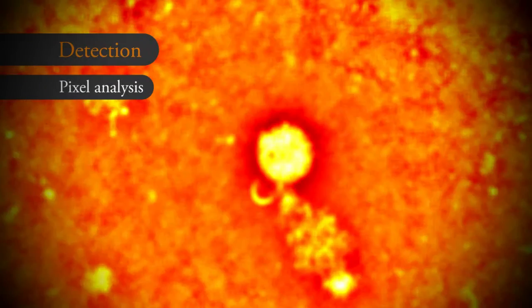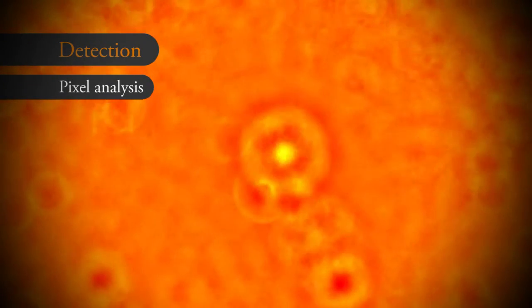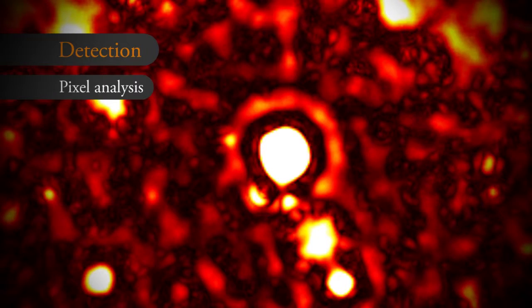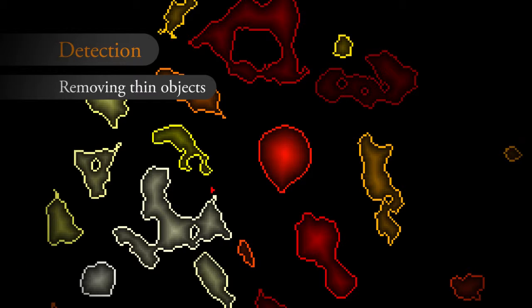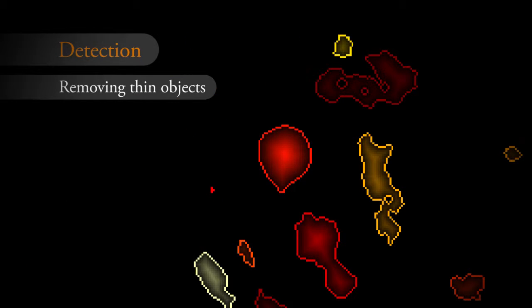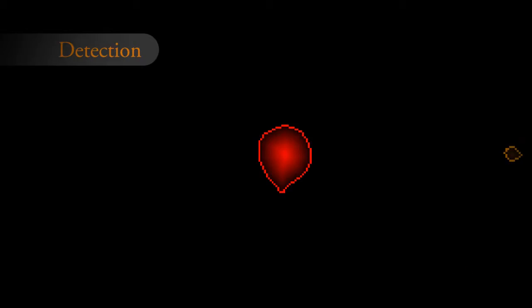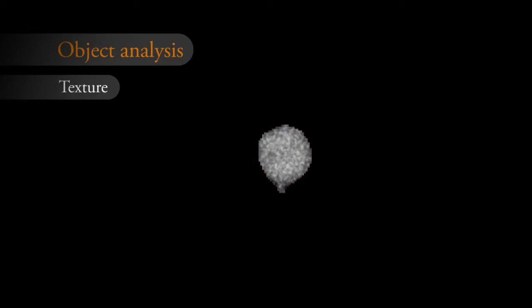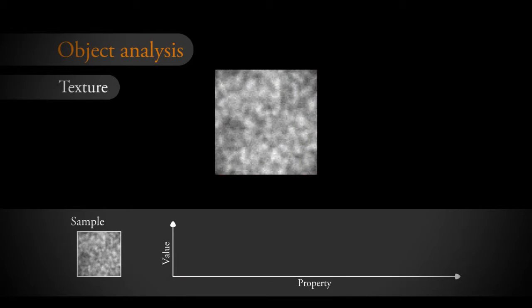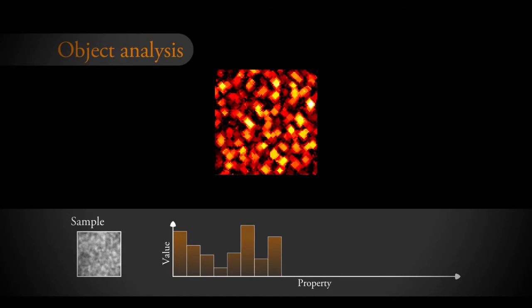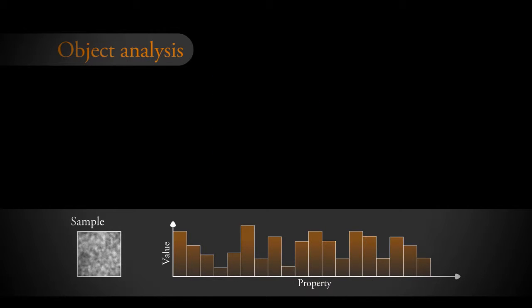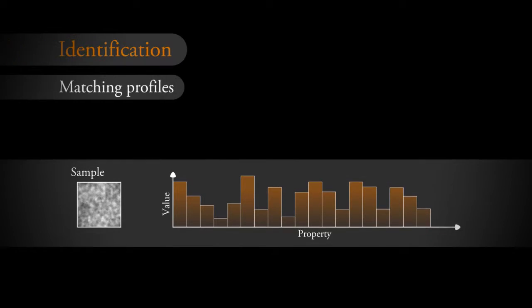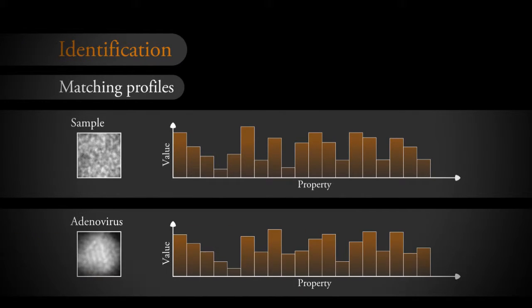The local neighborhood of each pixel in the image is analyzed, and statistical methods are used to find objects of interest. These objects are then measured and thin objects are removed. The program will then measure the texture of the remaining objects and create a property profile for each of them. These profiles are then compared with a large number of profiles in the database to find a good match.